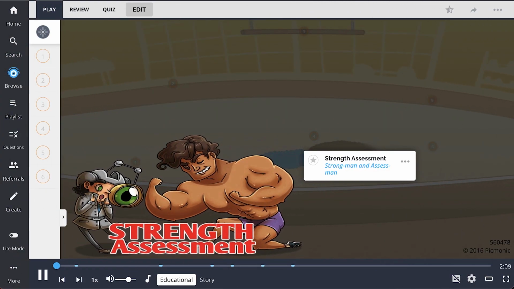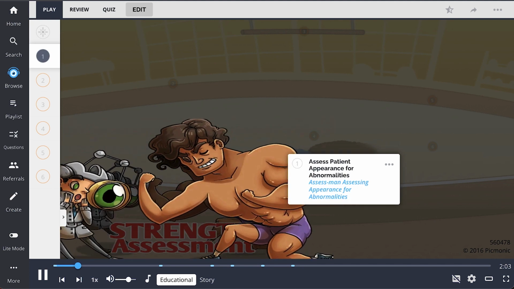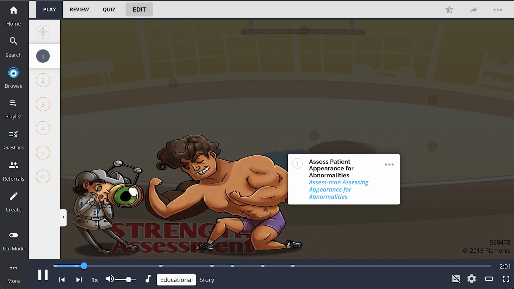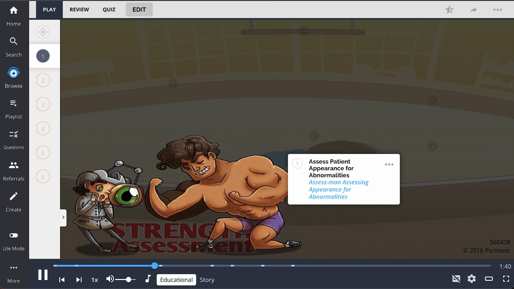In this Picmonic, we will be describing strength assessment with a story of the strongman competition. The first step is to assess the patient's appearance for abnormalities, shown here by the assessman assessing for appearance for abnormalities. This includes observing the patient's stance and taking note of any abnormal curvature of the spine, like lordosis, kyphosis, or scoliosis. Observe the patient walking away from you, turning and walking back toward you, watching their gait and balance.